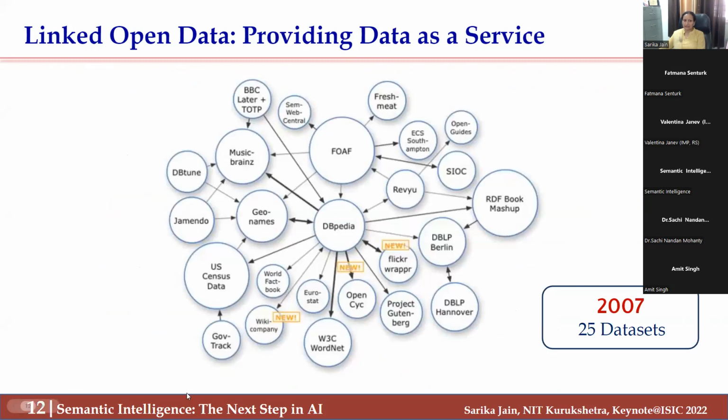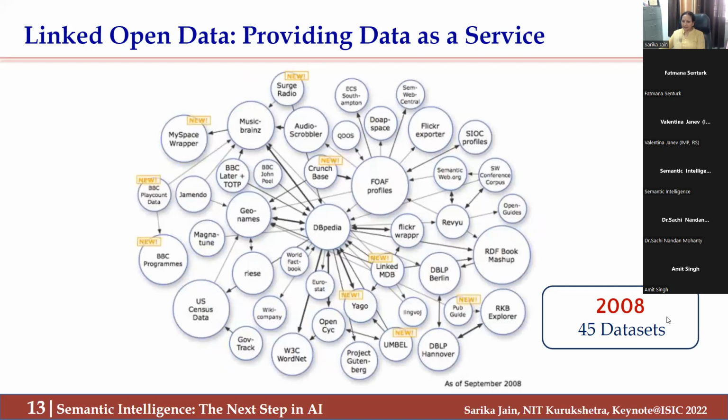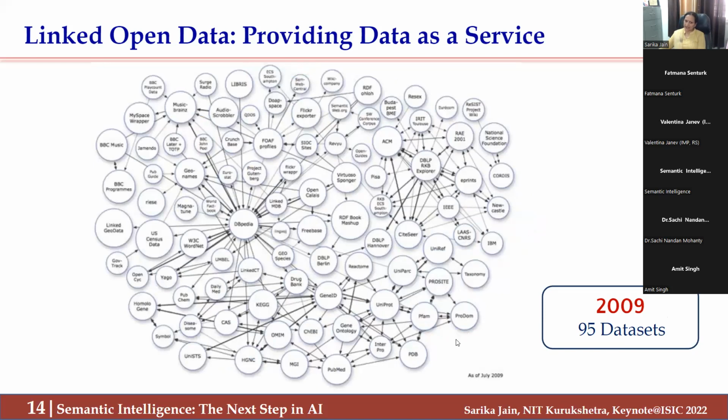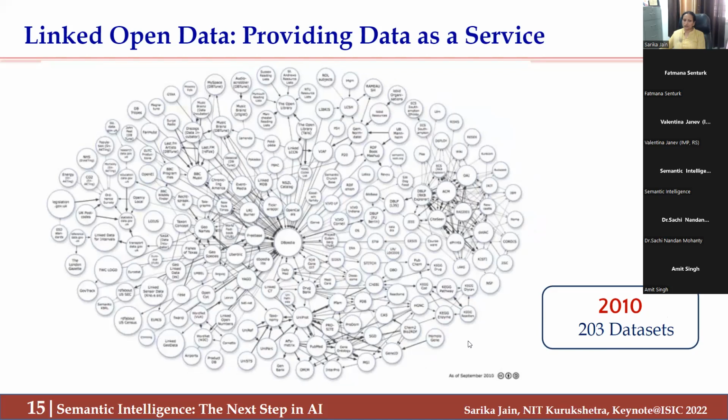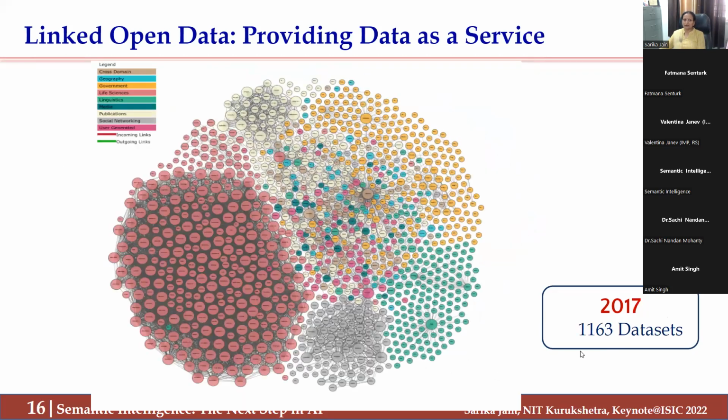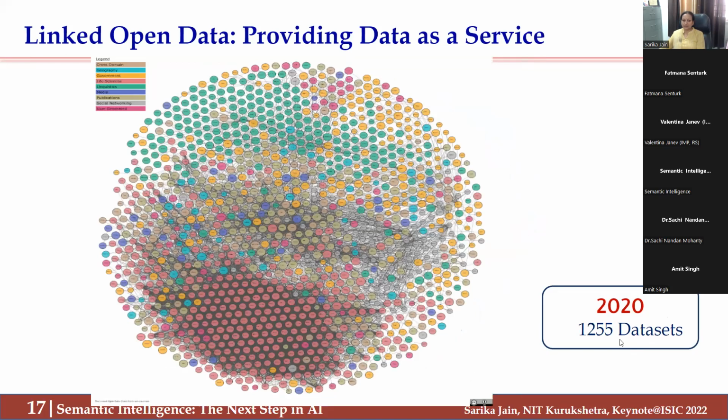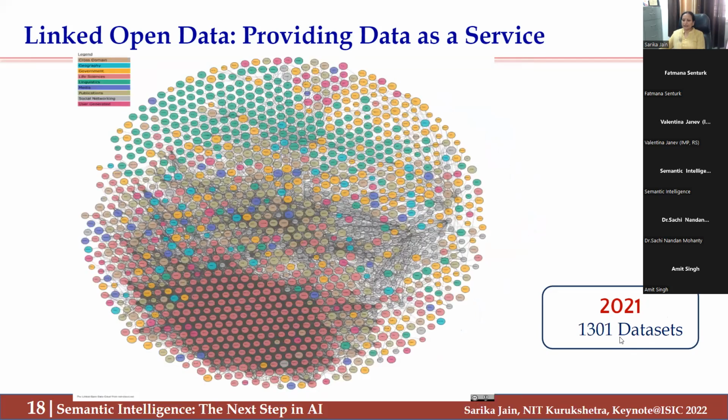You could see this is the linked open data on the web in 2007. In all, we had 25 data sets. In 2008, it grew to 45 data sets. You could see the growth. In 2009, 95 data sets were there. In 2010, 203 data sets. In 2017, 1163 data sets. In 2020, 1255 data sets. In 2021, that is last year, there were 1301 data sets. So you could go to linkedopendata.org and check out the latest number of data sets, the latest data that is available there.